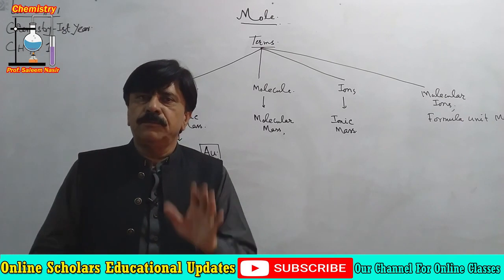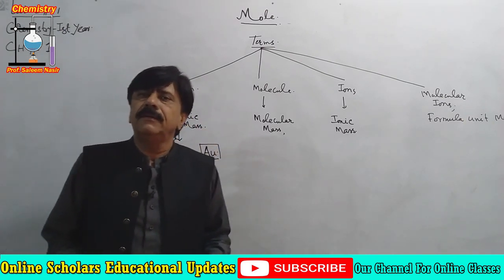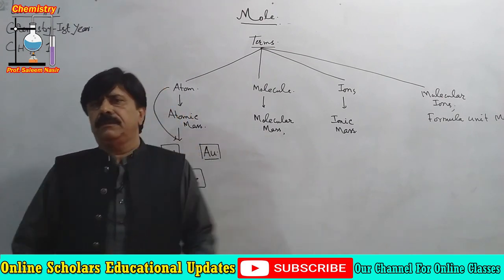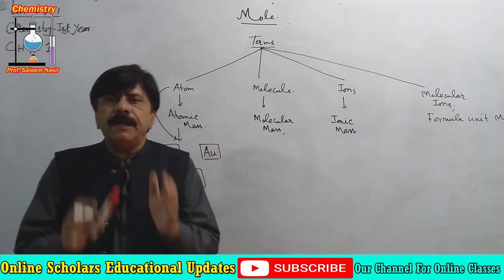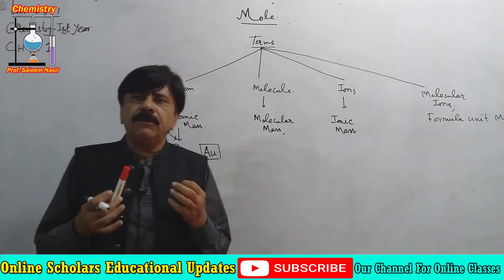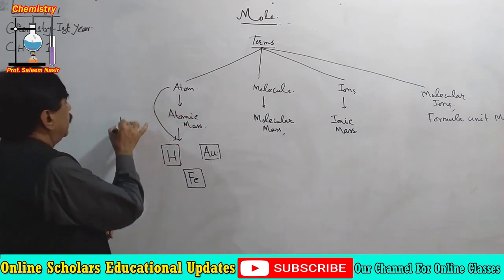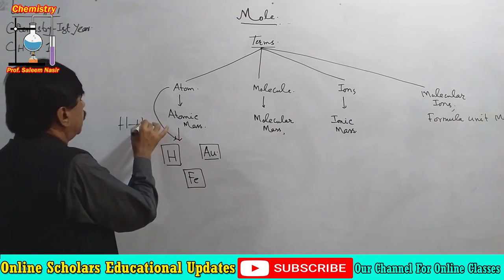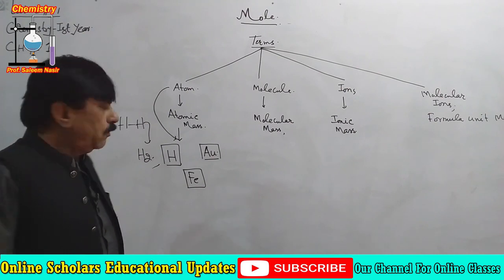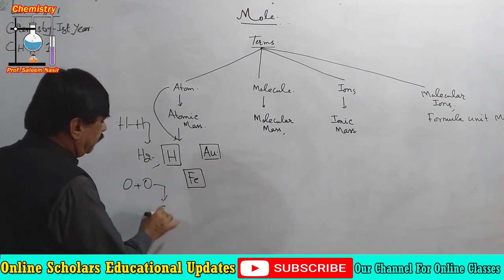One thing you must understand now. Firstly, I am going to explain it. An atom in an individual position cannot exist independently. You know that hydrogen will combine to give the hydrogen molecule. Oxygen will combine to give the oxygen molecule.